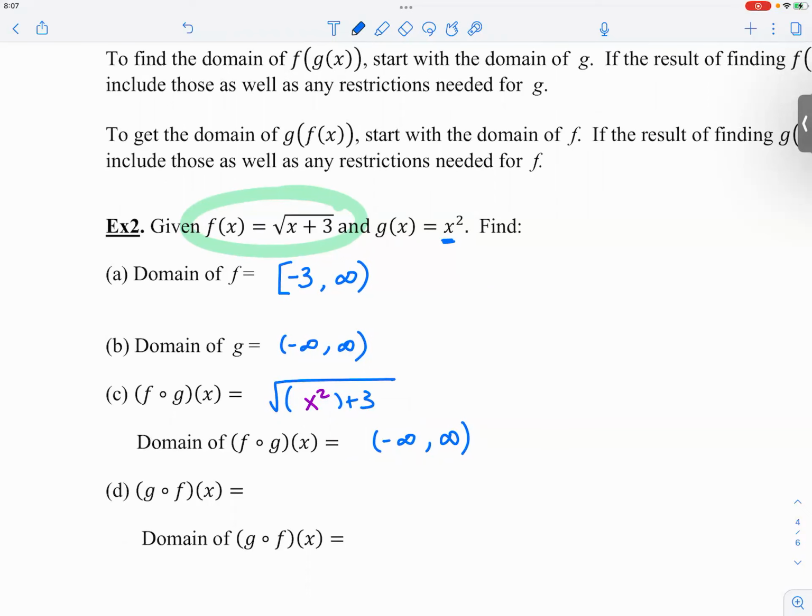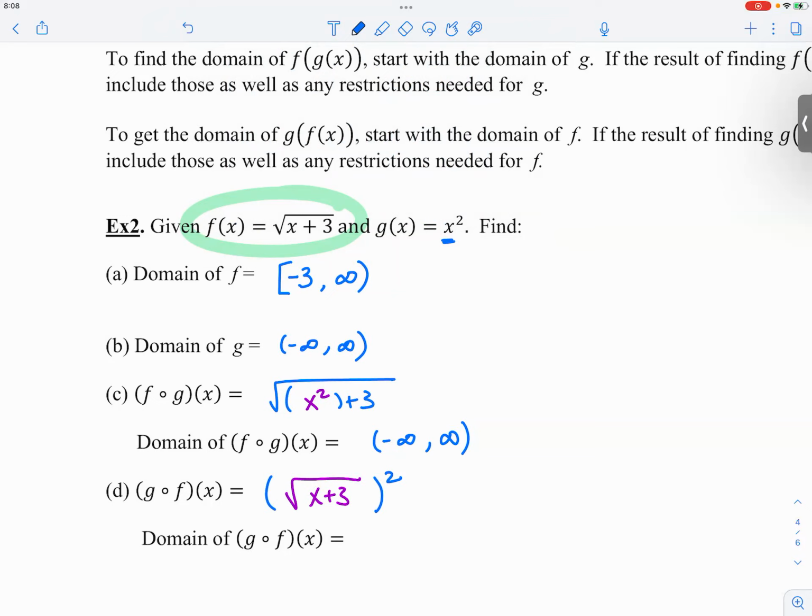Now, what about g of f of x? Well, g of x is the outside, so x squared, and then you put the f function inside. Now, this could cause a little bit of a discussion right here. Can x be any number? How many of you say, yeah, x can be any number? How many of you say, no, x cannot be any number? All right, cool. If you say x cannot be any number, that is correct.